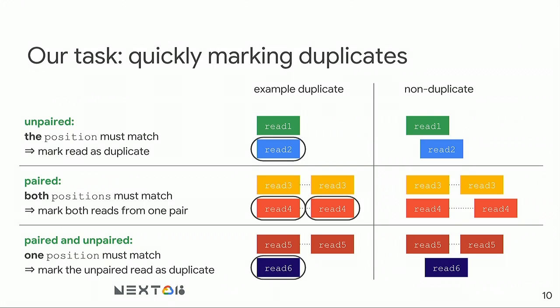Now for pairs, the middle row, the rule is that both positions must match. So if you have two pairs, then the position of each element of the pair must match with the corresponding element from the other pair. You can see in the example here, I have a green pair and an orange pair, and they must align on the left and on the right. In the counterexample on the right, you can see if any one of them is offset, then we don't mark anything. The final case is mixed. If you have one paired read and one unpaired read, then it's only the unpaired read that's going to get marked, and it's going to be marked if its position matches either of the elements of the pair.